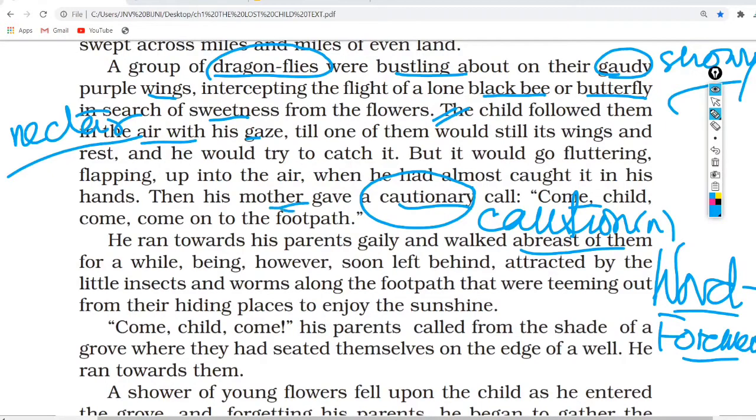Mother was very much concerned, and therefore mother gave the cautionary or alarm call to the child, that if you do not come with us, then something may happen to you. Therefore the same term is repeated here. Come, child, come onto the footpath.